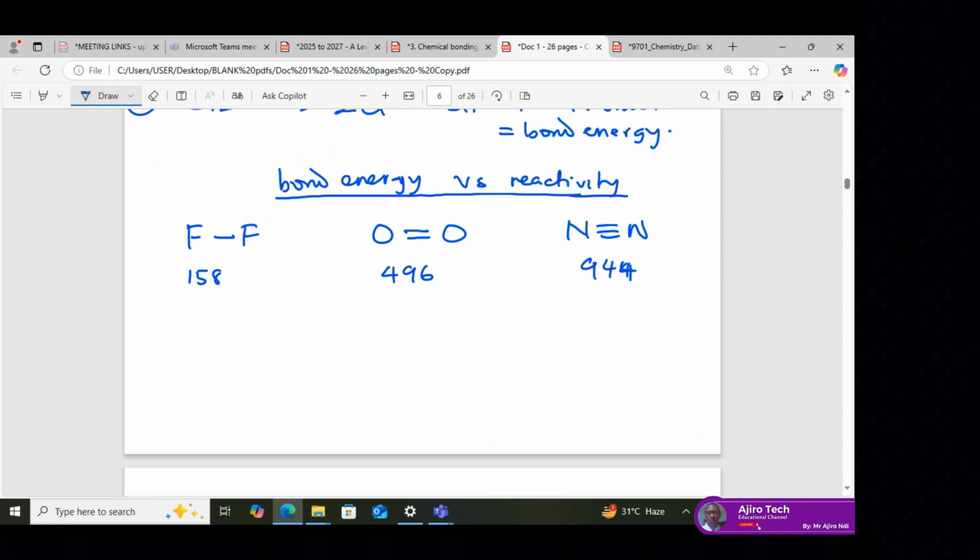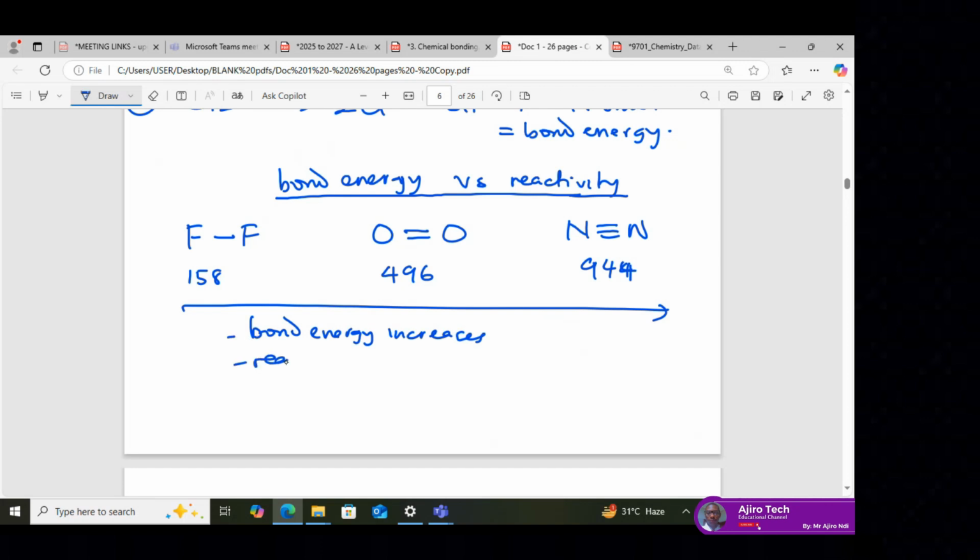It's very important. In organic chemistry, you don't have to break all the 3 bonds for the molecule to react. When the pi bond breaks, the molecule will react. But here, for nitrogen to react, you have to break all the 3 bonds. For O to react, you have to break the 2 bonds. So based on that, what happened? This way, bond energy increases, and reactivity decreases. So you have to consider the whole bond energy here, not separately.